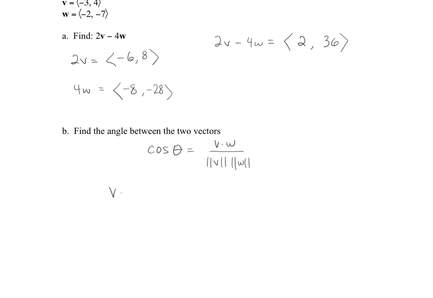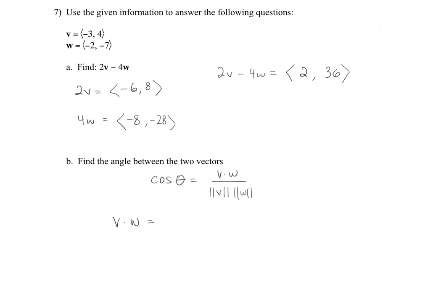So first, let's find the dot product of v and w. So the dot product is that linear combination, the product of the horizontal components added to the product of the vertical components. So the horizontal components, negative 3 times negative 2 is 6. The vertical components, 4 times negative 7 is negative 28. So we get negative 22.